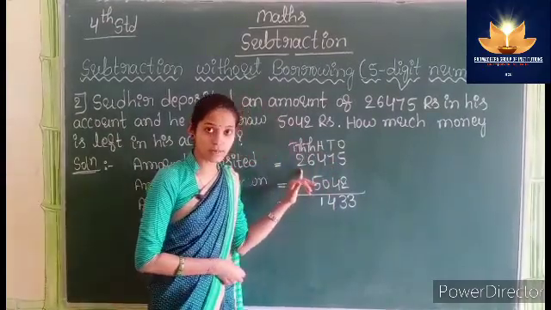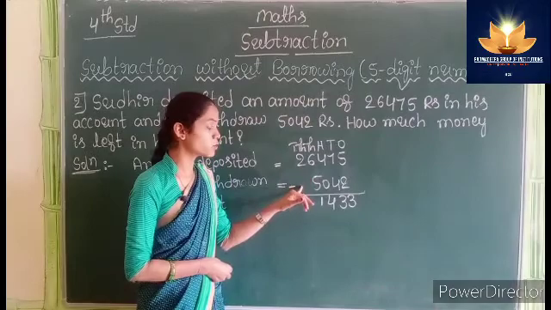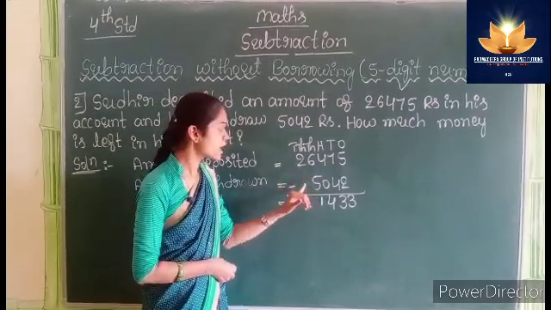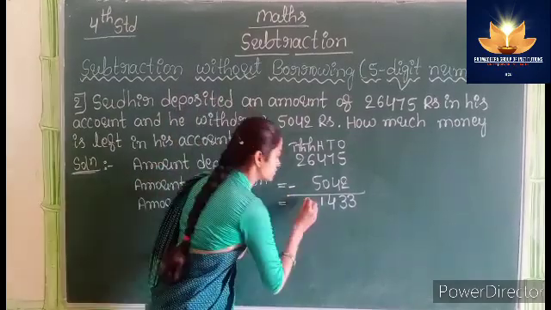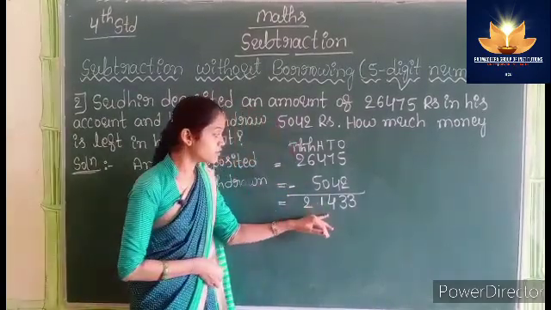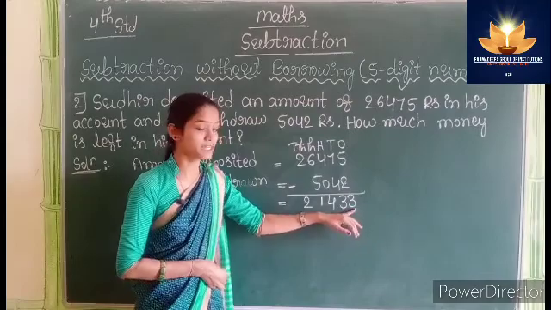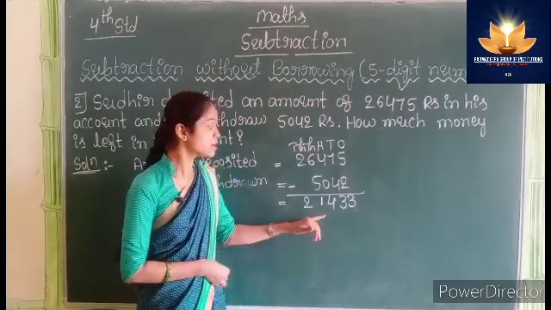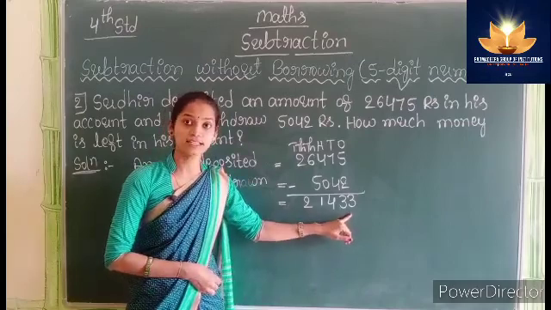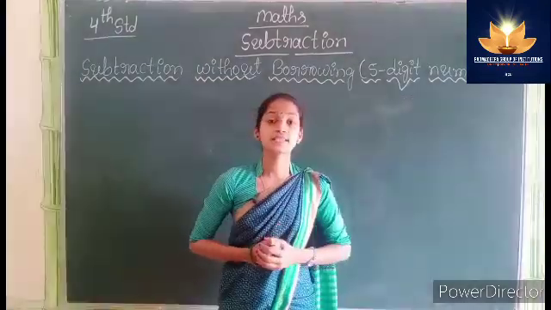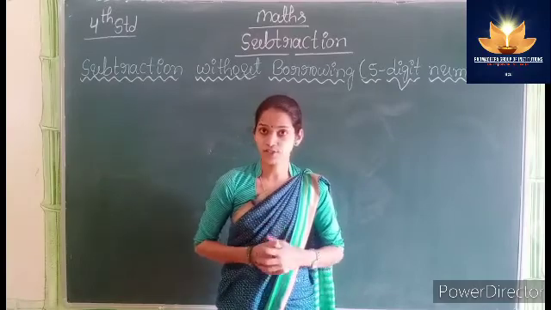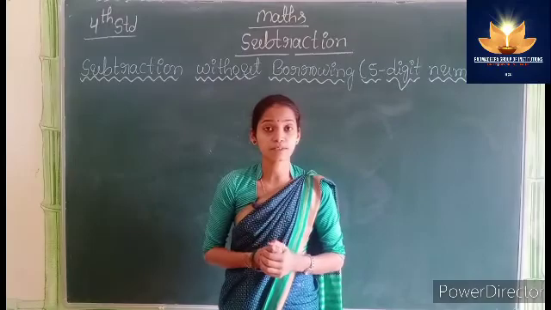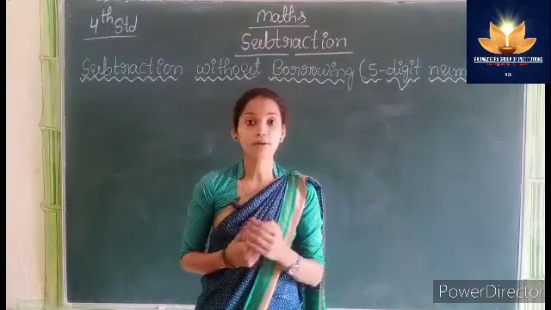Then 10,000s place subtraction. Here we don't have any number, so I will consider 0 here. 2 minus 0, that is 2. We get 21,433. The amount which is left in his account is 21,433. So students, this is how we can subtract 5-digit numbers without borrowing. Then let us learn how to subtract 5-digit numbers by borrowing.